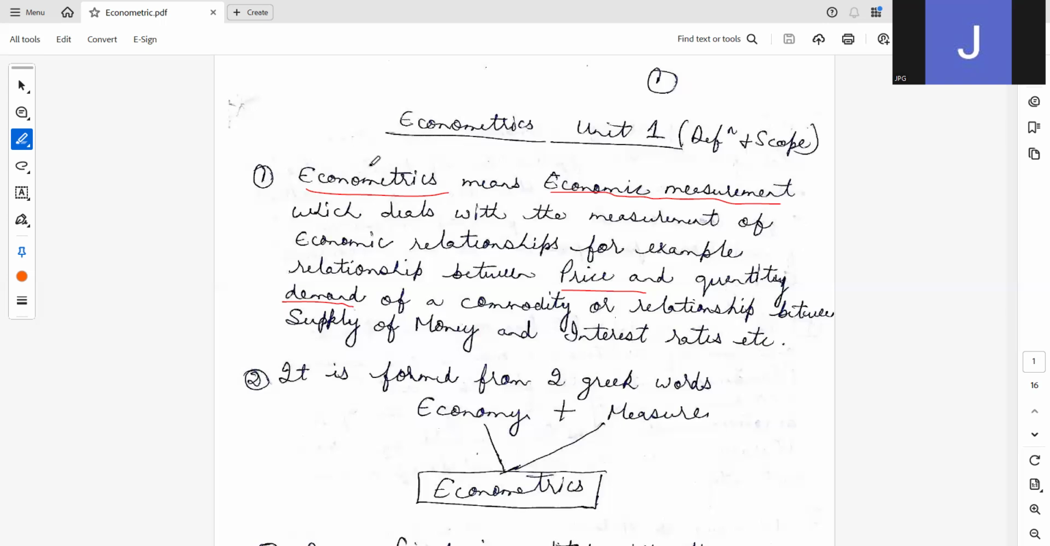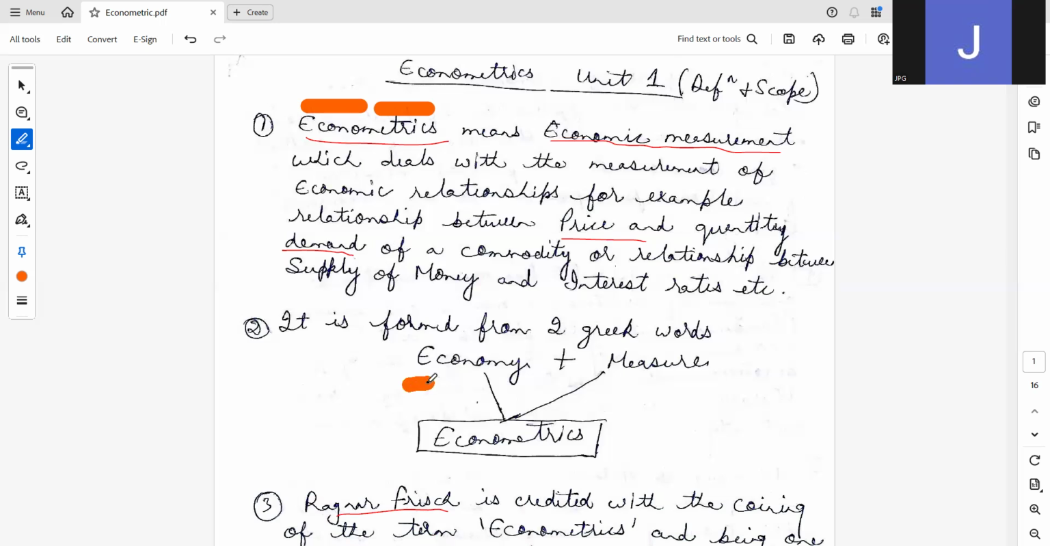Now, starting with the definition and scope of econometrics. From the word econometrics itself, what you understand is that it has something to do with economics. And metrics, we all know, is something related to measurement. Right? If I break down the word econometrics, it is formed from two Greek words, economy and measure. So if I break it down, it means that I'm interested in measuring whatever is taking place in the economy. What is economy?